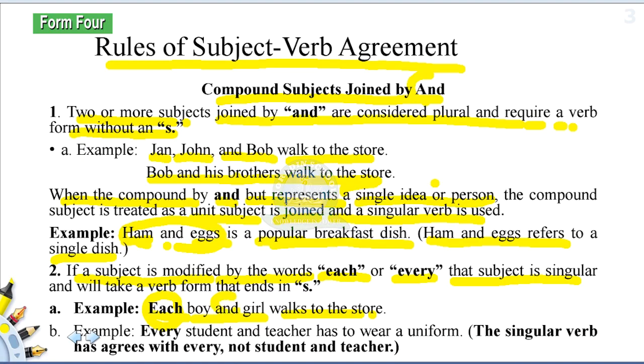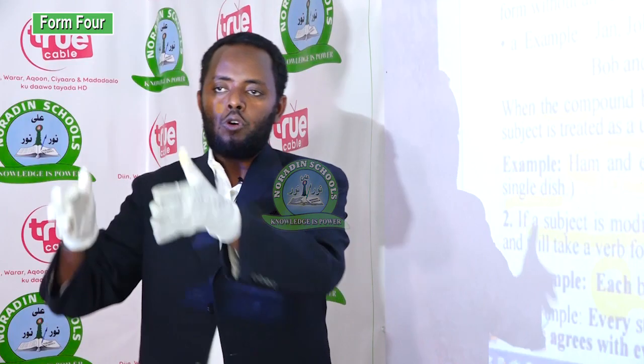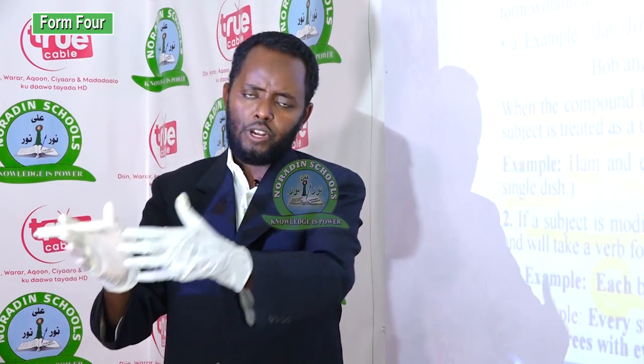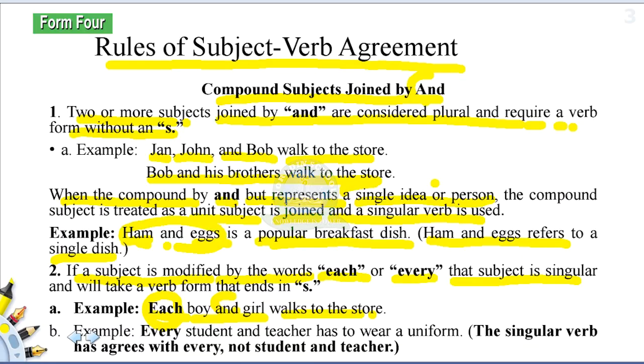Another example: every student and teacher. Individually, we're talking about individually. Every student and teacher has to wear a uniform. So it is not every teacher, but every student and every teacher has to wear a uniform. So if you have every in your subject, singular, you're going to use a singular verb, has. The singular verb has agrees with every, not student and teacher, but we are talking about every.